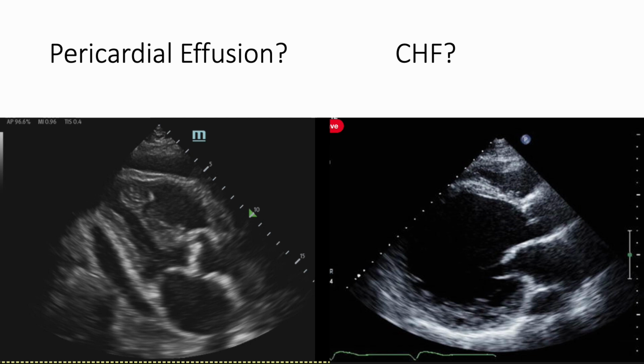With my patient, I was concerned, obviously, with his history of heart failure, that he might be the picture on the right. This is a parasternal long axis with a very small right ventricle on the top, very dilated left ventricle on the bottom, and maybe there's some aortic stenosis, who knows. But this picture on the right is a very, very typical picture of a CHF patient. On the left side is a picture of a pericardial effusion. You can see kind of a squished heart in the middle with fluid surrounding it, both anterior and posterior.